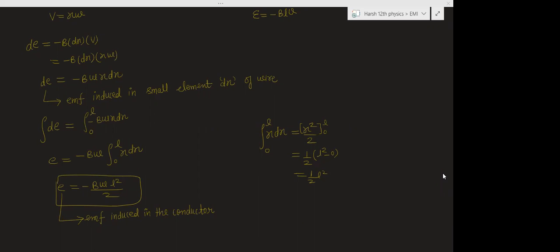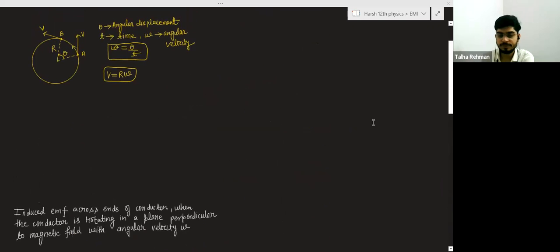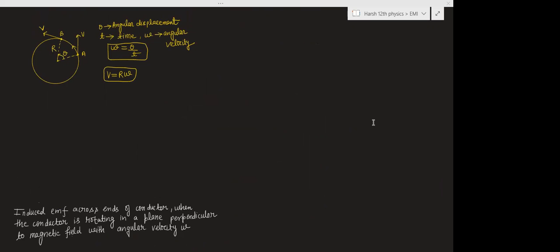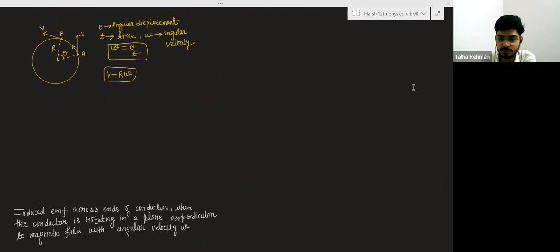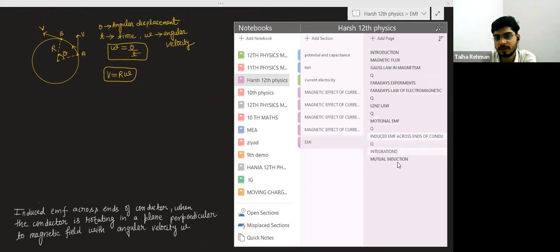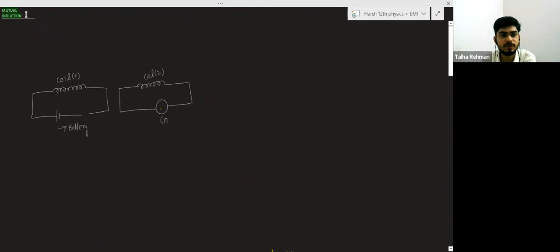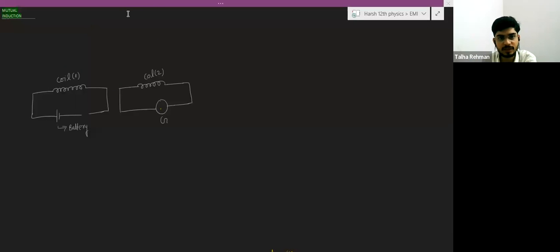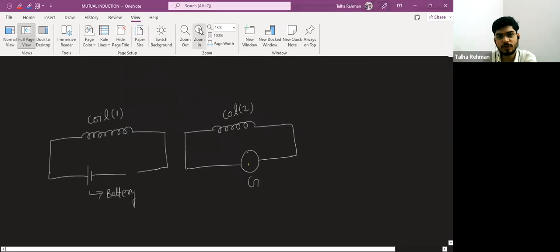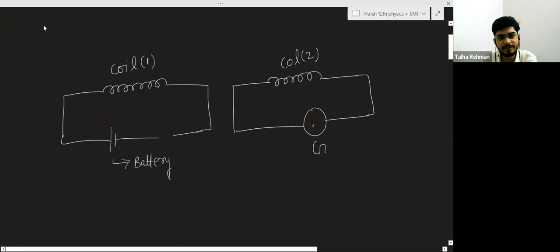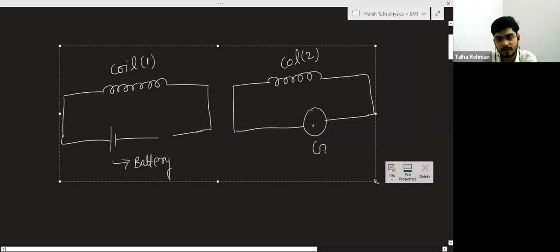Okay, so this is the EMF induced when the wire is doing linear motion, which we studied first. Now we have discussed what the EMF induced will be when the wire is rotating. Now there is one more term here, mutual inductance. This is a little bit different, and it will be understood from the concept of magnetic flux.